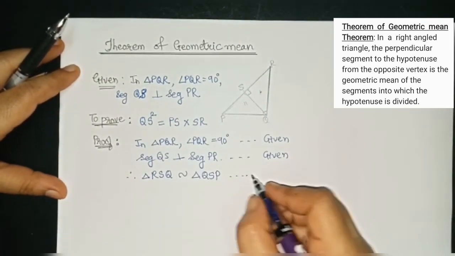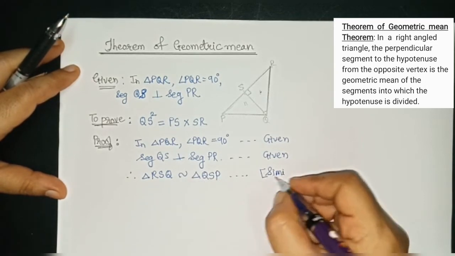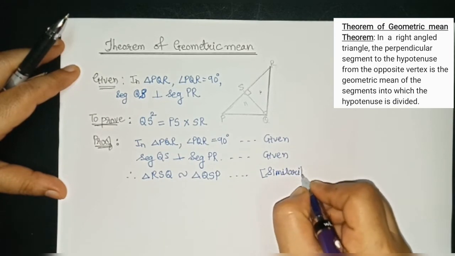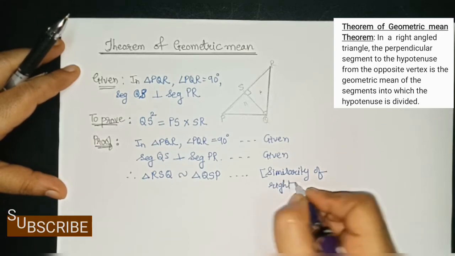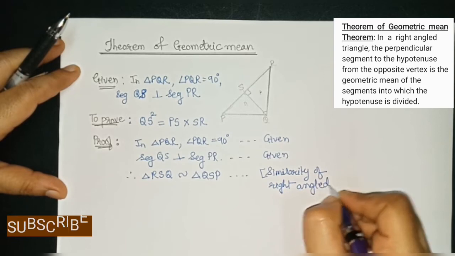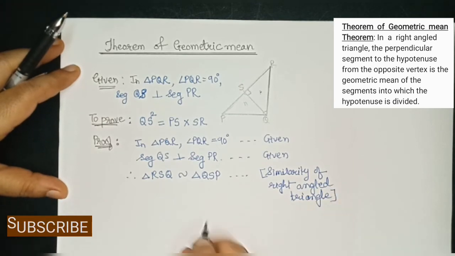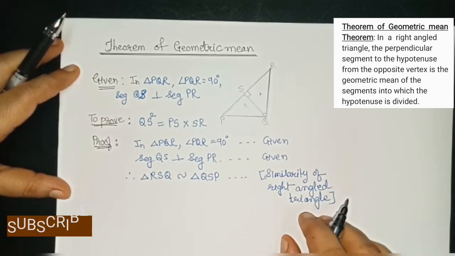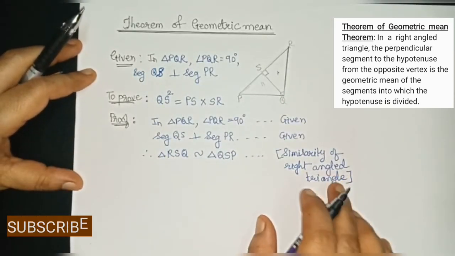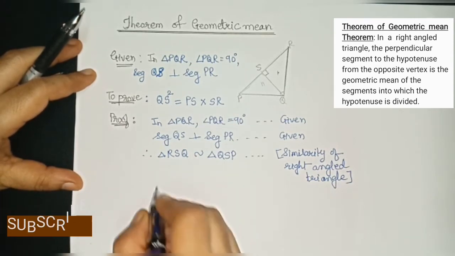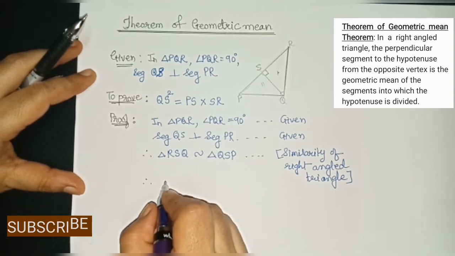And what is the reason over here? Similarity of right angled triangle. This is the result we are using from the previous theorem, so please watch that video so that you will understand the result of this similarity of right angled triangle. So this is the reason over here. Now if the triangles are similar, then what can we say about the corresponding sides? We can write them in equal ratios. So the ratios of the corresponding sides will be equal.